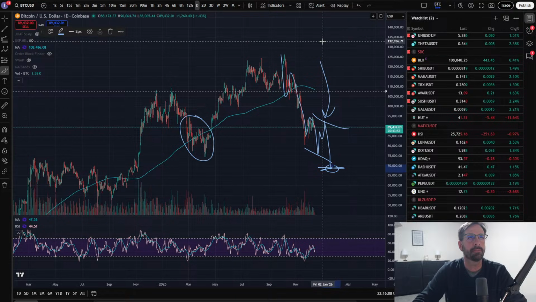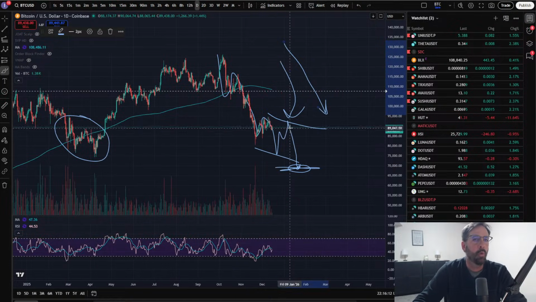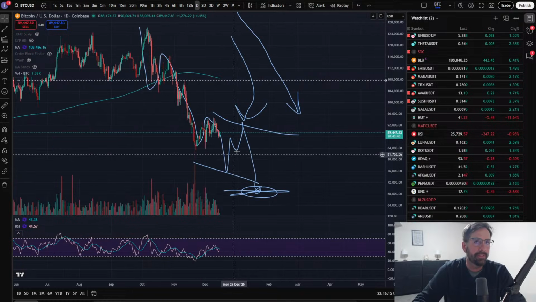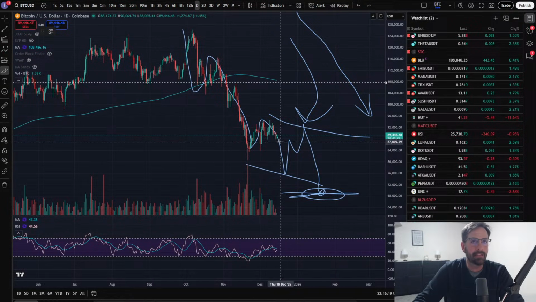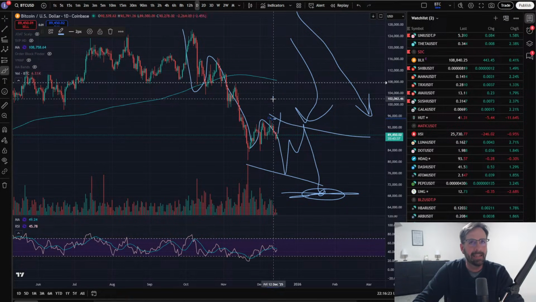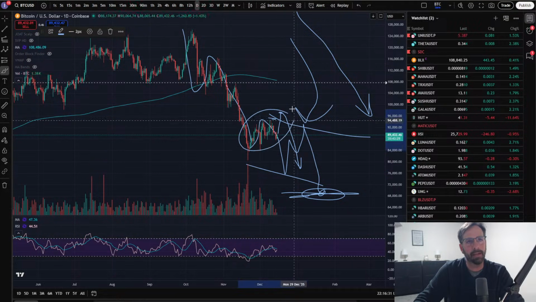64 to 67. So down is my bias overall on the higher time frame, with the understanding that in the near term, in the next day or two, we could go up, like even tonight into tomorrow, tag that high right there, hit 96 to 98K, and then roll over and go hit that low again. So I definitely see this thing might not be finished.